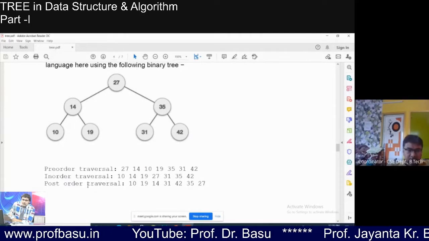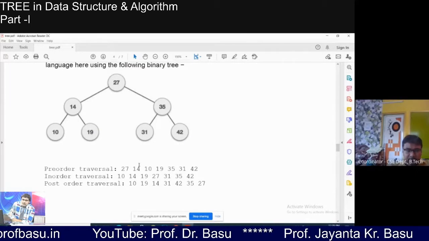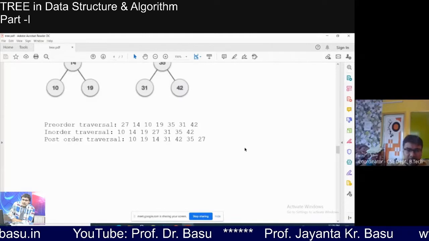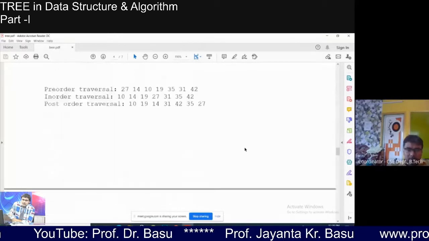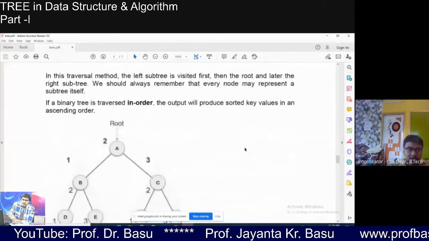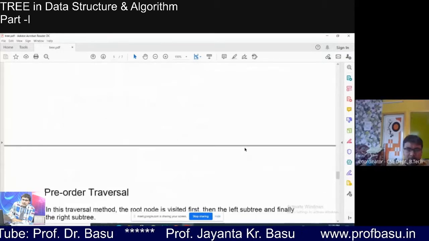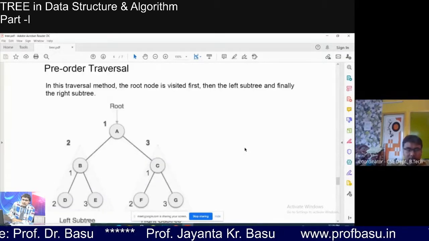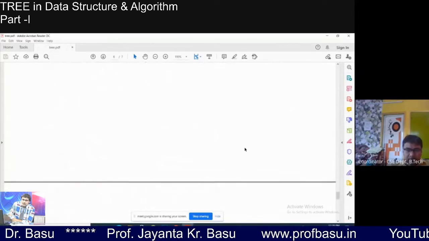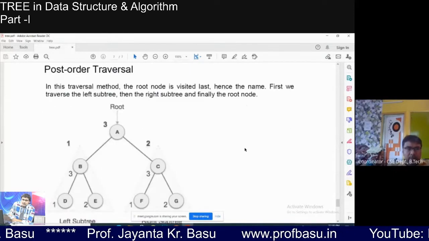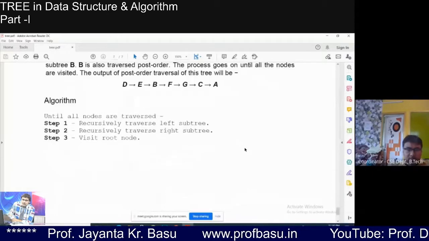So pre-order, in-order, post-order, the sequences are different, so we get different results, right? Until you know how the traversal techniques work, you will not understand. We will discuss all these techniques in detail, right? That's very important, and from this theoretical part you have enough scope to get a good score, right? And definitely you have to know how to implement this in C. Yeah, that is another important part.